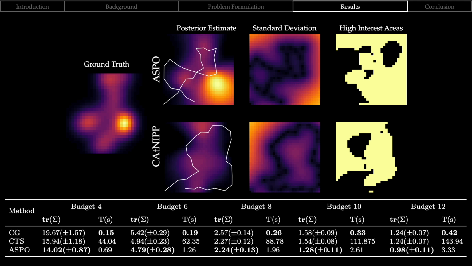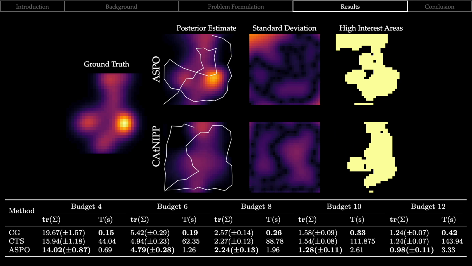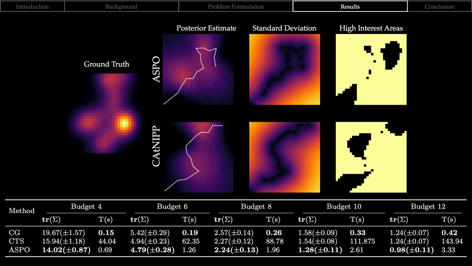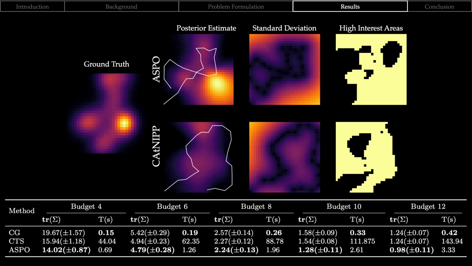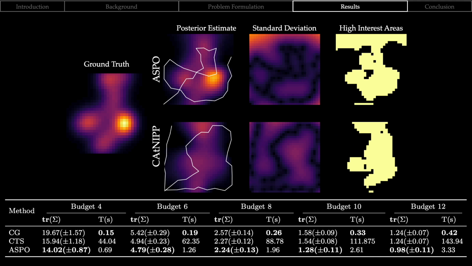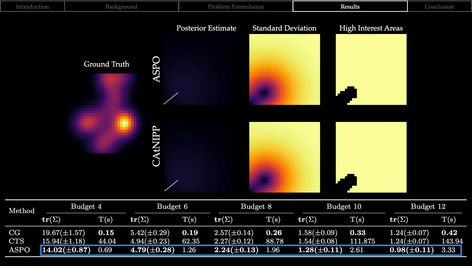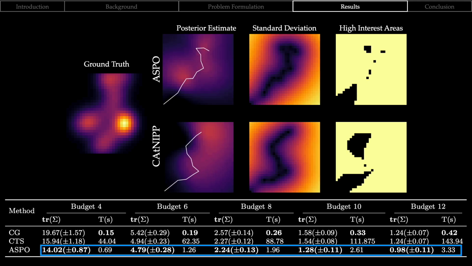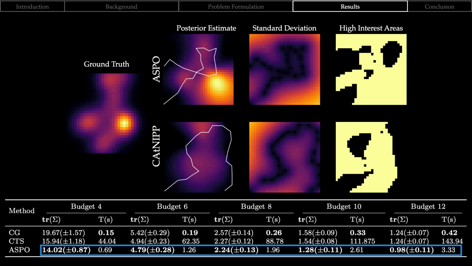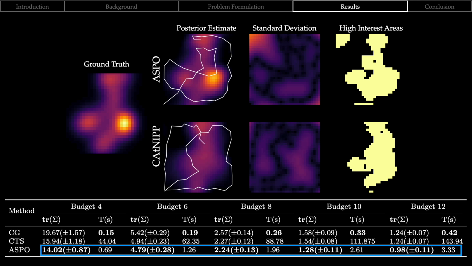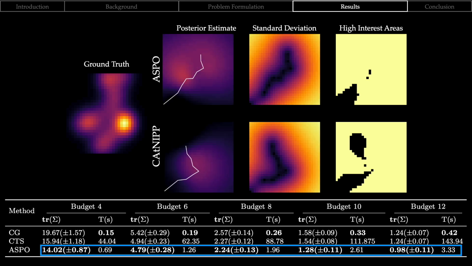We see that across all of the different budgets considered here, our approximate method consistently achieves the lowest variance in these high interest areas, showing that it's more effectively balancing this exploration-exploitation trade-off. We do see that the CATNIP greedy variant has the lowest planning time across all of the methods considered, but also it consistently performs quite a bit worse than the trajectory sampling and our approximate method. In addition, we see that our approximate method is quite close to the greedy variant in terms of planning time, while the trajectory sampling variant requires significantly more planning time.